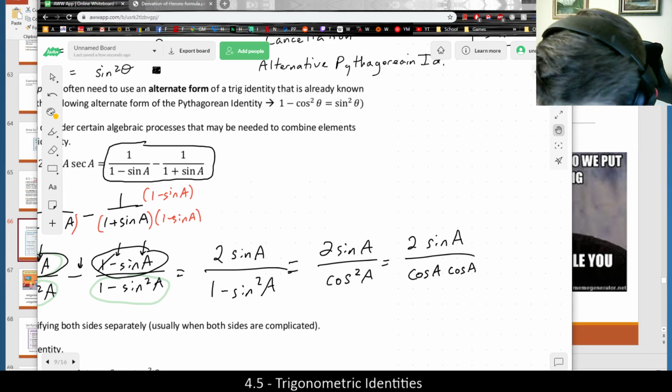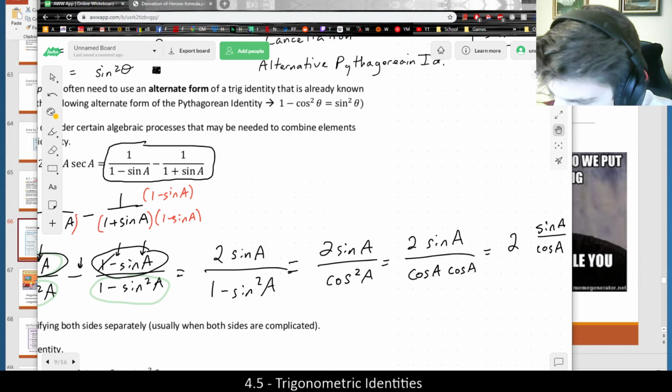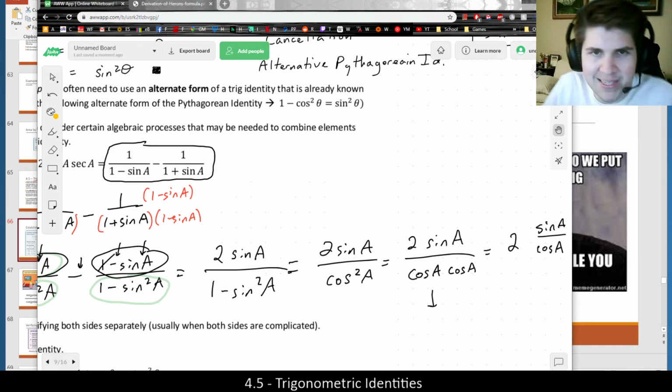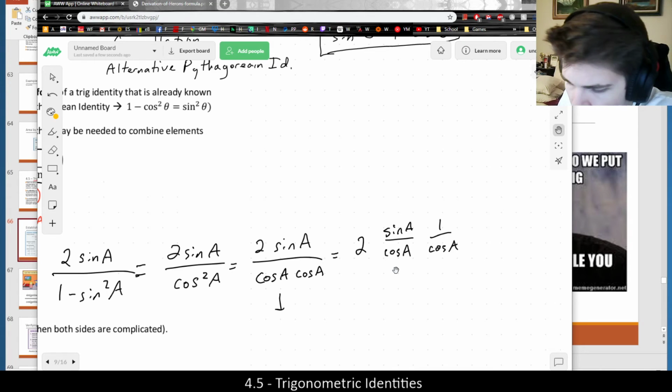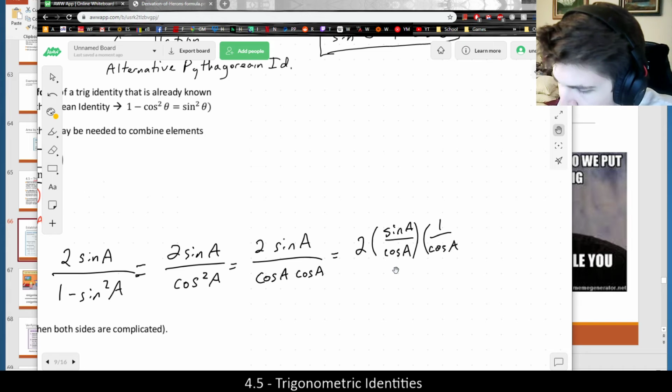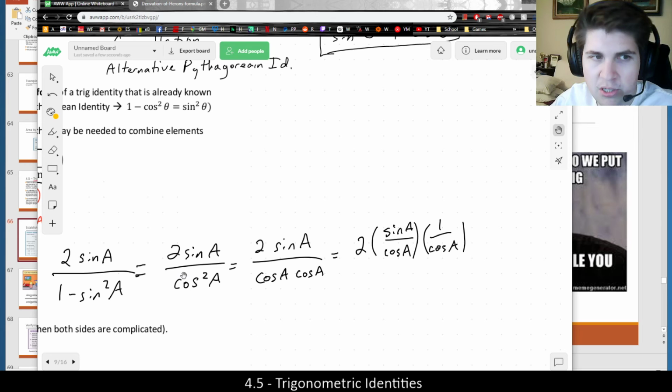Basically, I could rewrite this in a way where we'll have 2 times the fraction sine A over cosine A. But these are steps you could skip, and just say, okay, that's 2 times tangent times secant. You wouldn't necessarily have to write all this out. But these are all properties of fractions, that I can break that fraction up into pieces. And again, this would be 2 times this, and all of these would multiply on top, and this would just leave me with 2 sine A over cosine squared, which is equal to what I had over here.